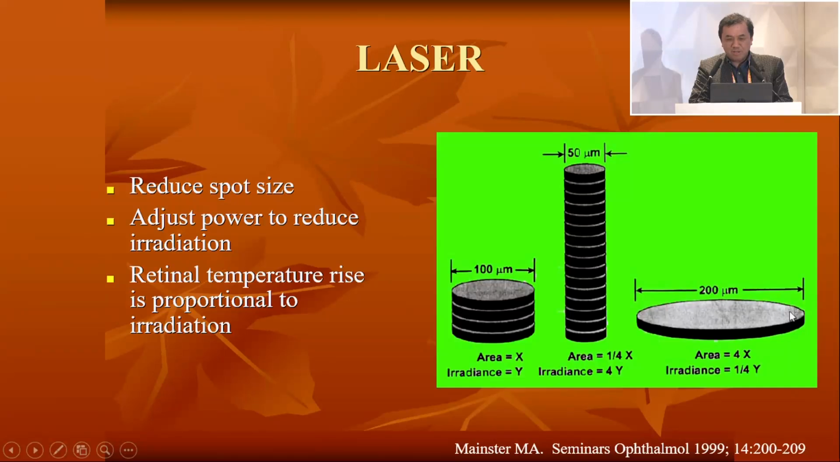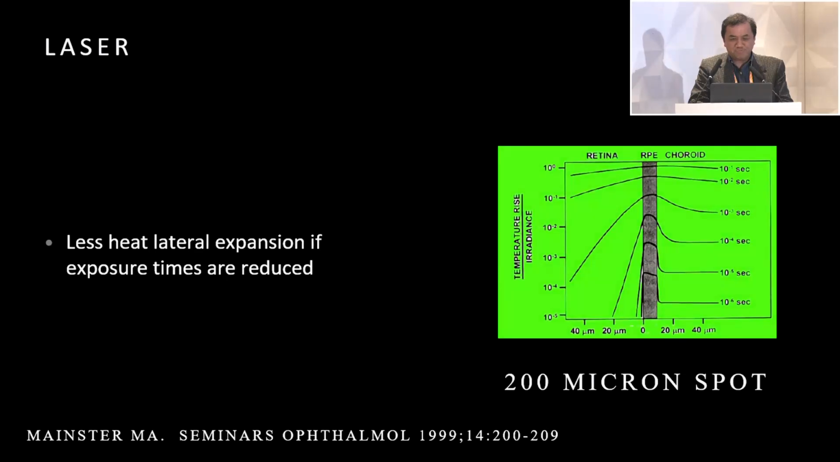Just remember that the power is a function of the spot size. You have to remember that in a circle, the power delivered is more when the spot size is smaller. So you also have to reduce the power, but you have to do it by 4, because remember, it's a circle, so it's pi r squared, the relationship. So the retinal temperature rise is proportional to the irradiation.